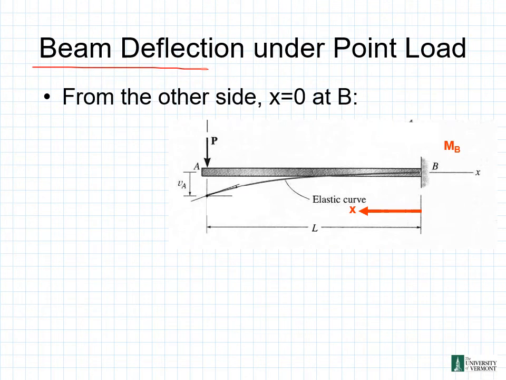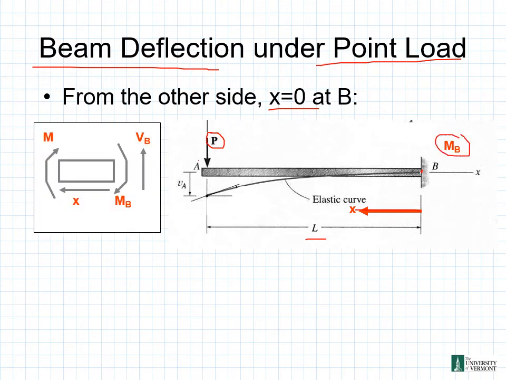So now let's take a look at our beam deflection under a point load. We can see here at point B, our x is equal to 0. So we're starting at B here. Our x starts at 0 and moves out in this direction. Along the x-axis, we have a beam of total length L. We have some external load P applied here at the end at point A. We have some V sub A here for the deflection of point A going down. We have a moment M sub B about point B.